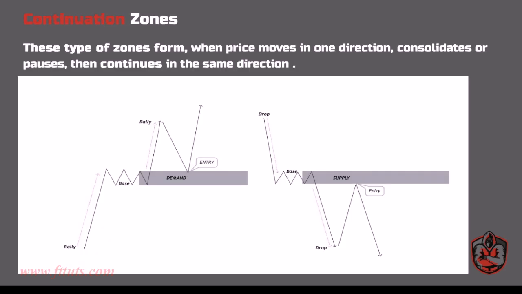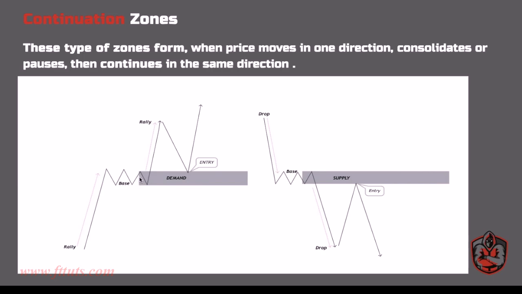Okay, now if you lot pay attention to a continuation zone, these types of zones form when price moves in one direction, consolidates, and then continues in that same direction. So if you pay attention here, we can see a rally, yeah? Buyers are in power. And then we see a little pause in the market, a little consolidation, right? And then a rally to continue the move over to the upside.